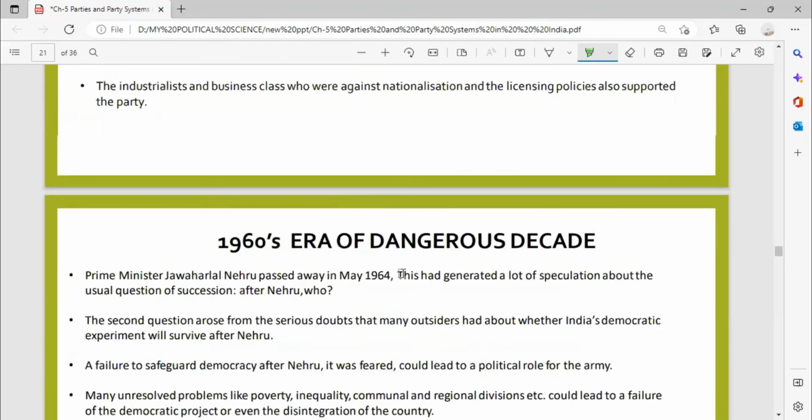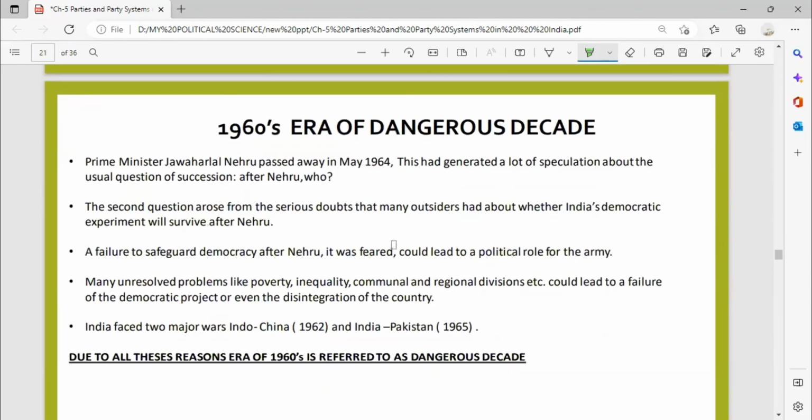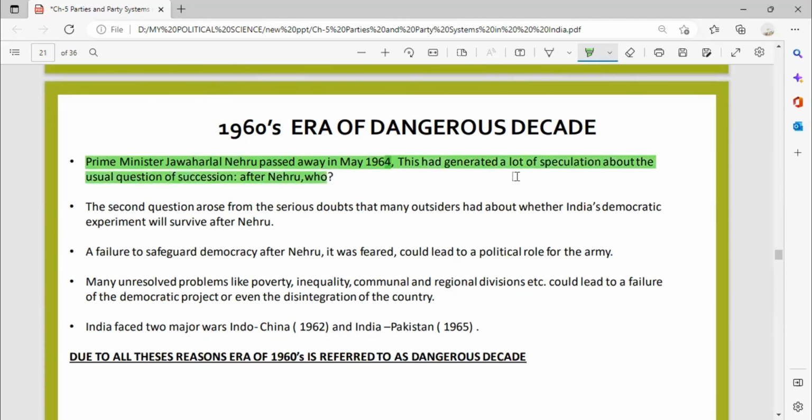Now, the 1960s, the era of the dangerous decade, and this question has been asked. Why or which decades are known as the era of dangerous decade, or why are they called dangerous decade? So what happened? In the 1960s, the Prime Minister Jawaharlal Nehru passed away in 1964. This had generated a lot of speculation about the usual question, after Nehru who?